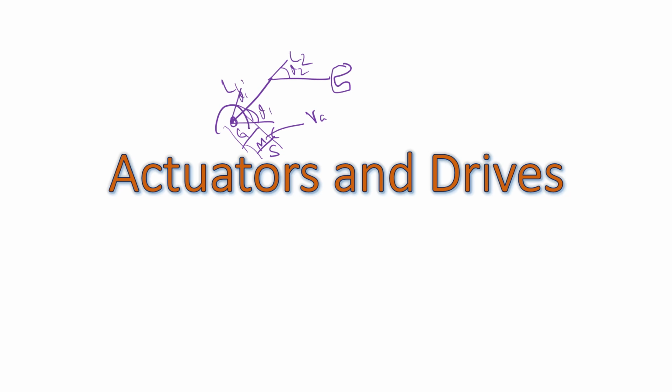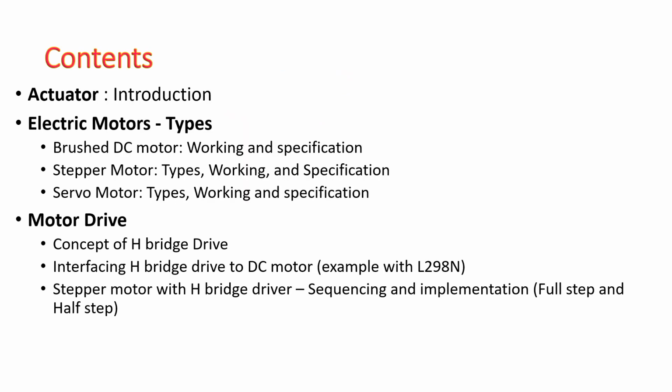So in this class, we'll see what are the various actuators that can be used in robotics. Okay. So here, the electric motors: brushed DC motor, stepper motor, servo motor, and we are going to see the driver circuits. Driver circuits in the sense we are going to control the voltage, the armature voltage of the motor, so that the link or the joint will be actuated. Okay.